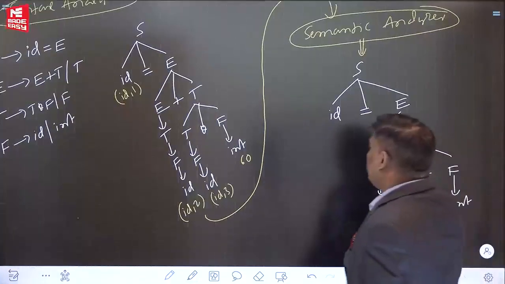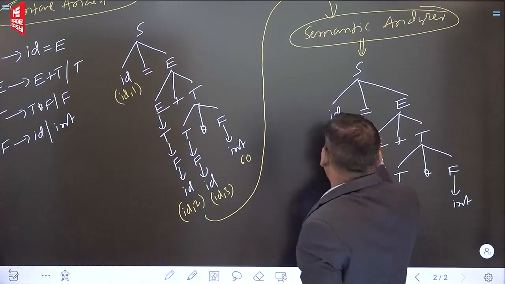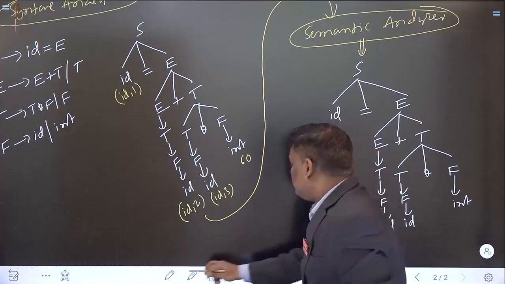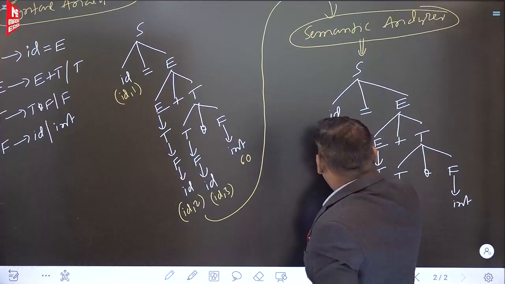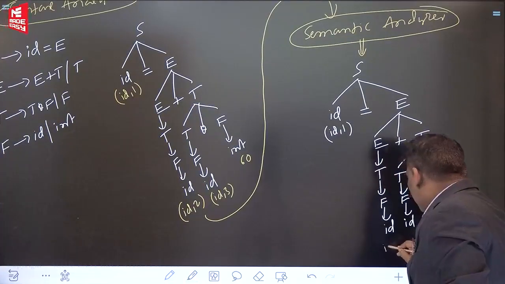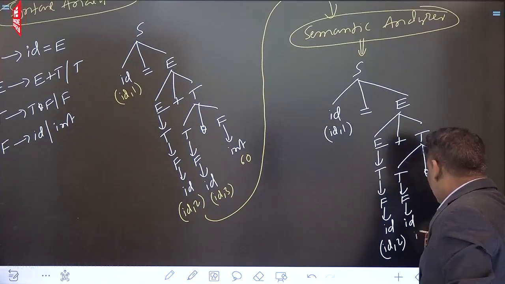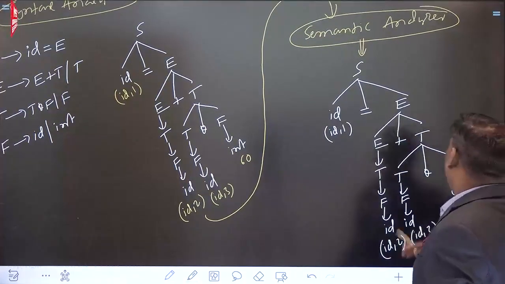Now, can you help me with one small thing? It is the same tree I am drawing. I will write those also. This is ID1, this is ID2, this is ID3. Same thing I am writing, nothing new. Everything is fine.